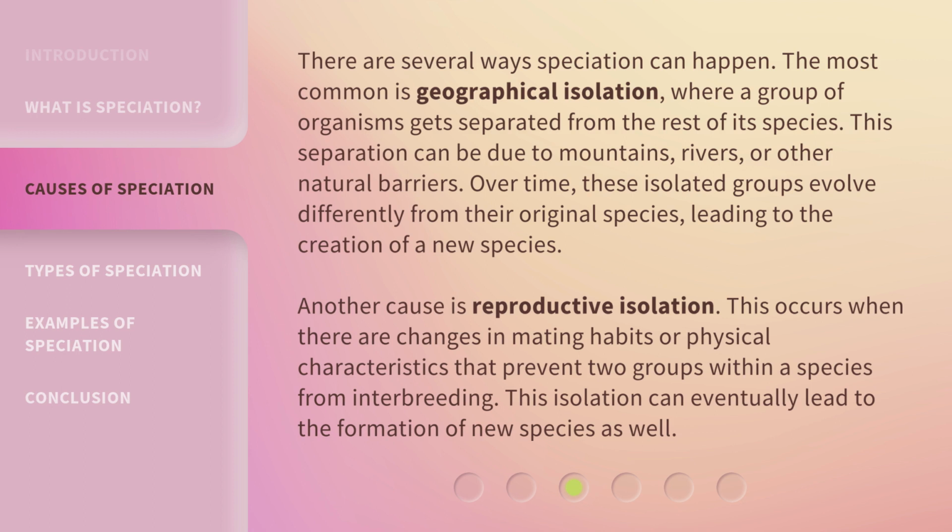Another cause is reproductive isolation. This occurs when there are changes in mating habits or physical characteristics that prevent two groups within a species from interbreeding. This isolation can eventually lead to the formation of new species as well.